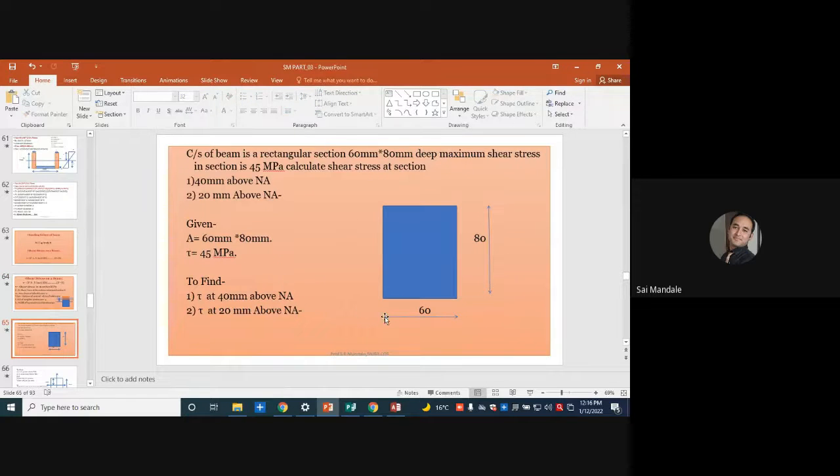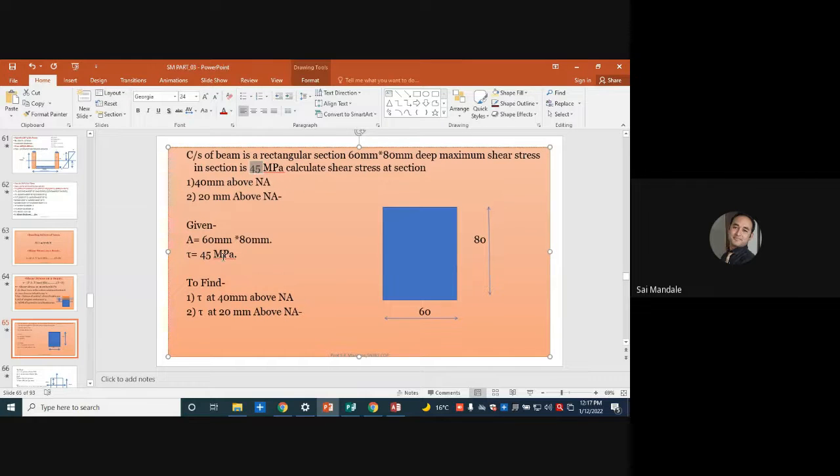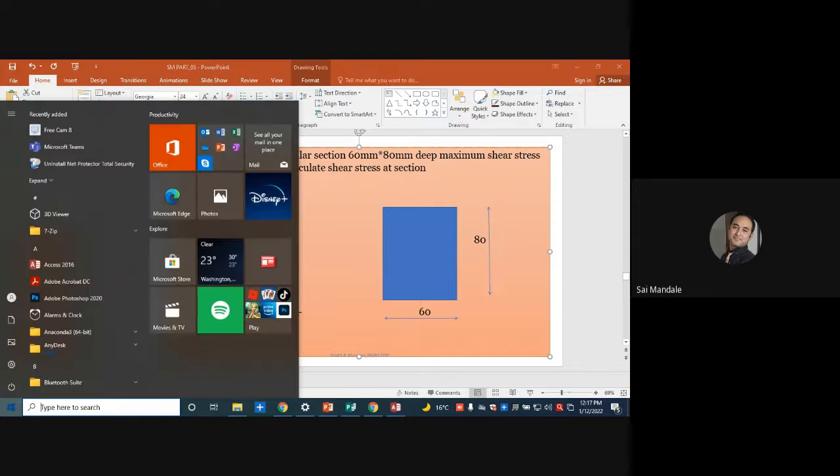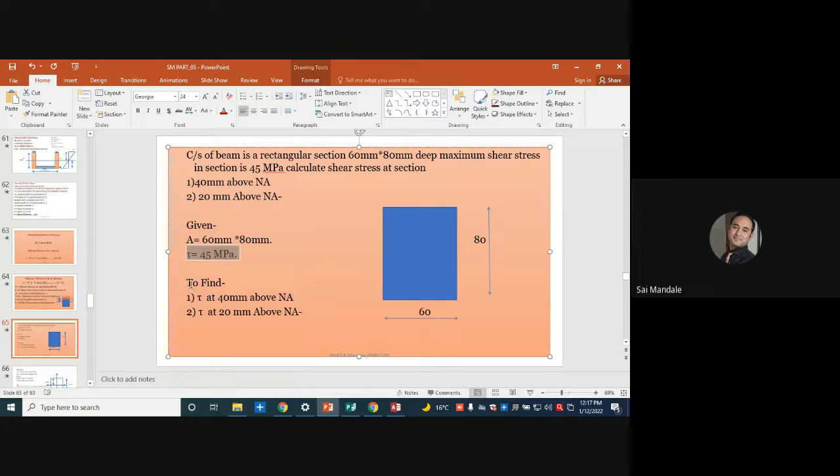Let us have a look at a simple numerical, and then we go for the excellent level or difficult level. The cross section of the beam is a rectangle section 60 mm into 80 mm. So the 60 mm by 80 mm rectangle section is given to us. The maximum shear stress in the section is 45. So tau is given to us as 45. Calculate the shear stress in the section 40 mm above NA. So they ask us to find the shear stress 40 mm above NA.